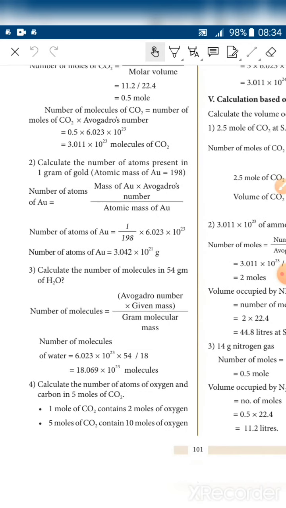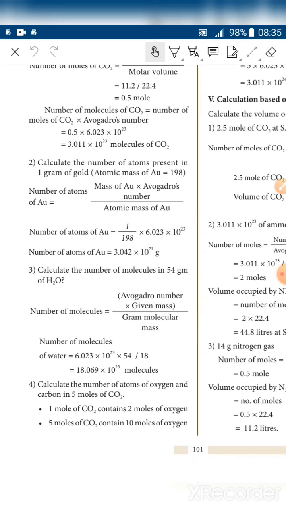Similarly, in the next sum, calculate the number of molecules. Same formula, mass by molecular mass. Whether it is an atom, mass by atomic mass. Whether the given substance is in the form of molecule, you can use mass by molecular mass. Here, 54 gram of water. Water is a molecule, so you can write 54 divided by molecular mass, which is 18. 54 divided by 18. Then you can multiply by the Avogadro number after calculating the number of moles.